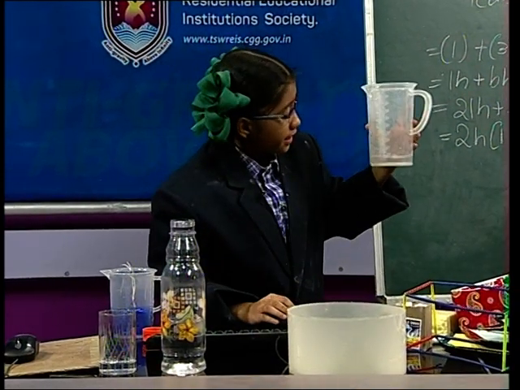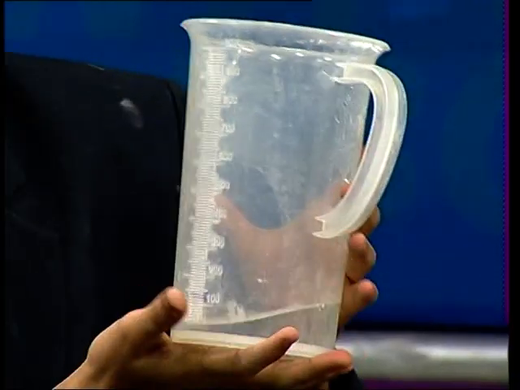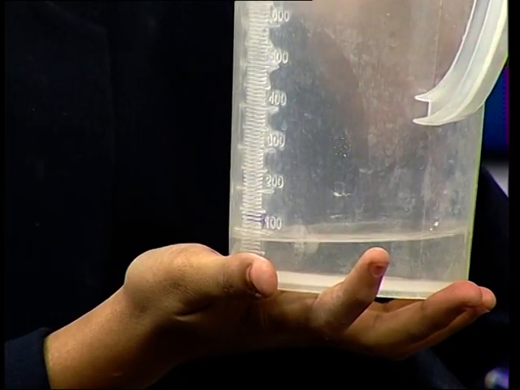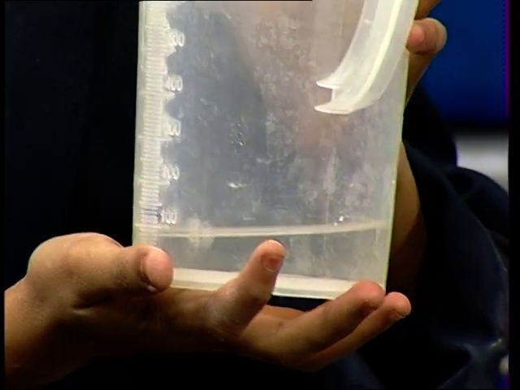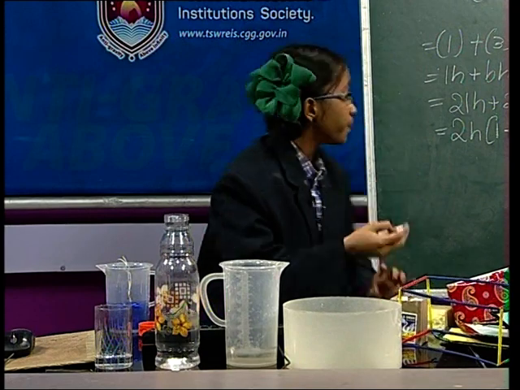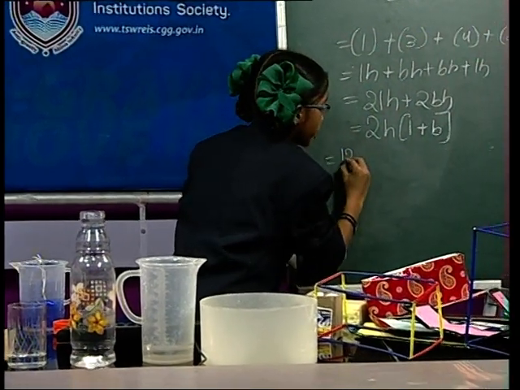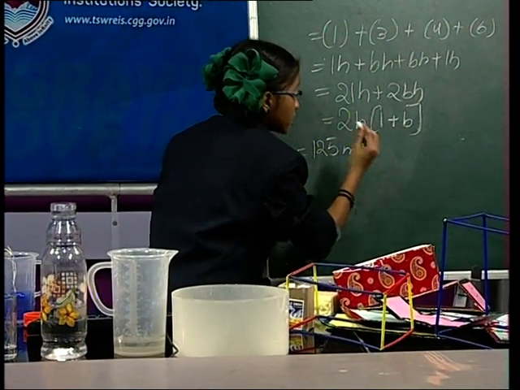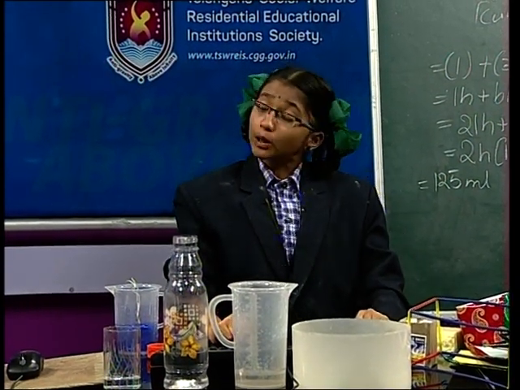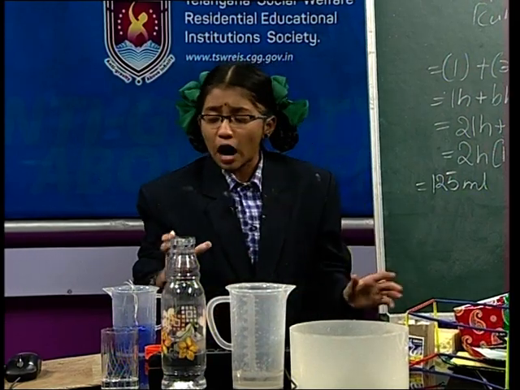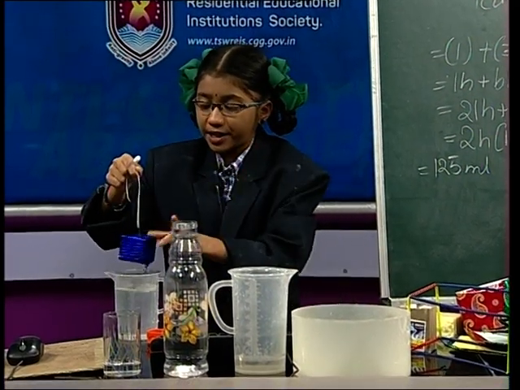And we measure it. How much do we get? We get 125 milliliters. So let us find. I can explain one thing: these milliliters are equal to cubic centimeters. So how much will the cube need?